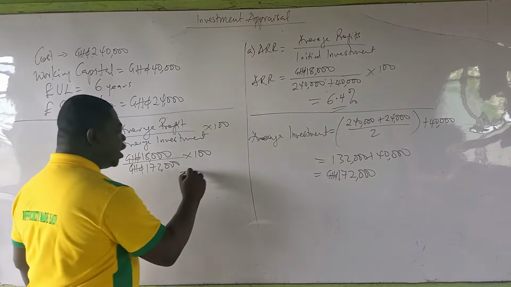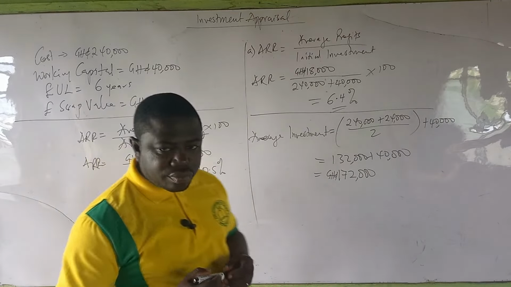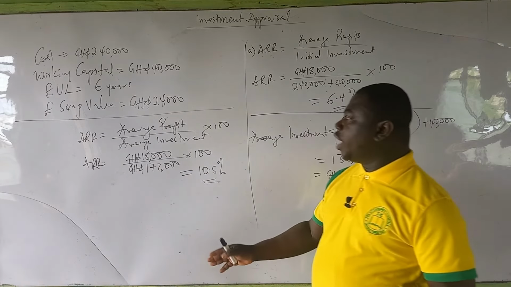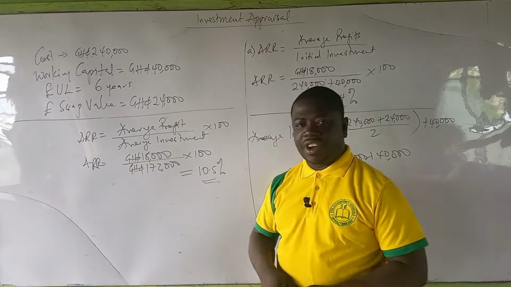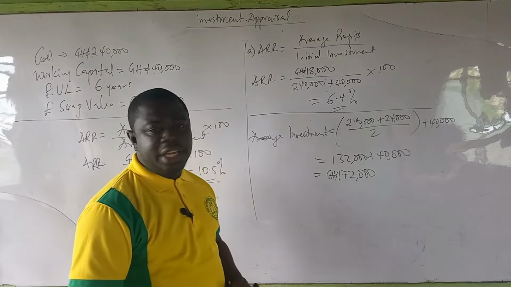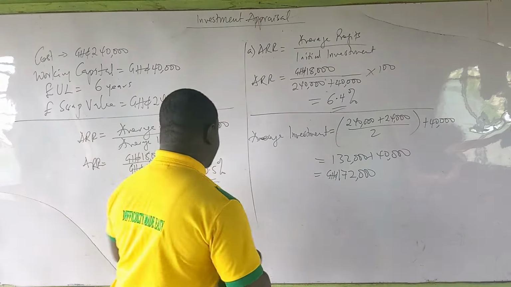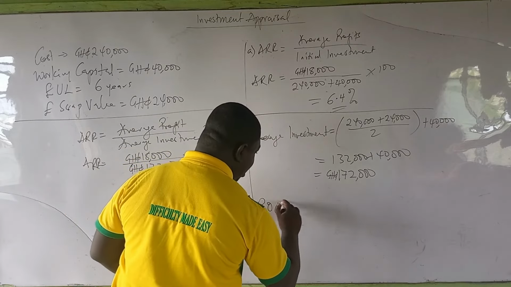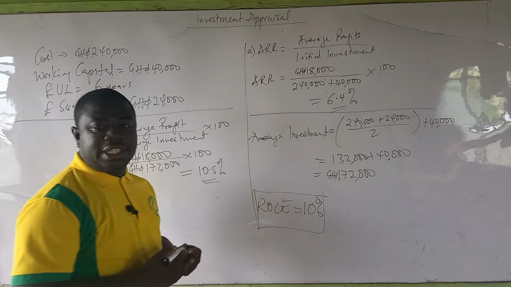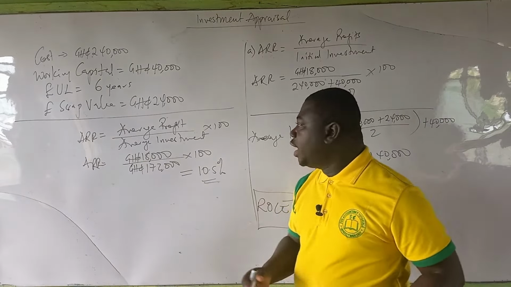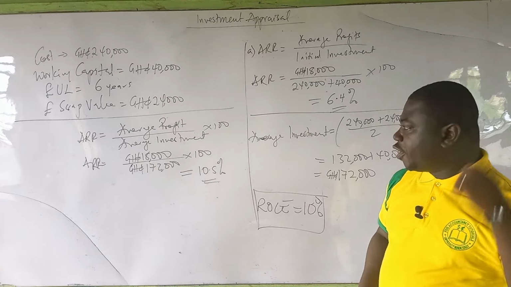And that is going to give us a percentage of 10.5%. And so, ladies and gentlemen, we have the accounting rate of return using the average investment approach to be 10.5%. And then we have the accounting rate of return using the initial investment approach to be 6.4%. Now, we are told from the question that the company's return on capital employed, ROCE, is 10%. And I told you that to evaluate decisions on accounting rate of return, the benchmark is the return on capital employed of the company or the firm in question.